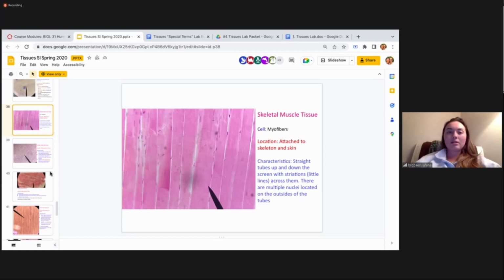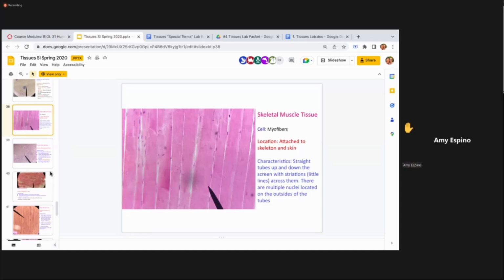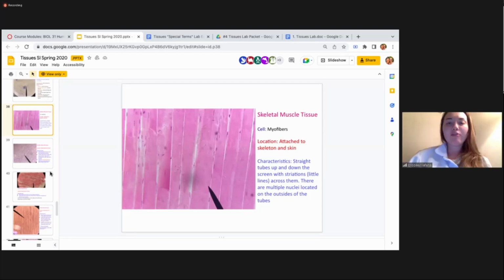Yes, I like the raised hand. Amy: For the striations, there's a specific question in the lab packet that's asking where the striations come from. I wasn't able to find it on my own. Could you explain where they come from? Yes. I think it's basically what I just said.